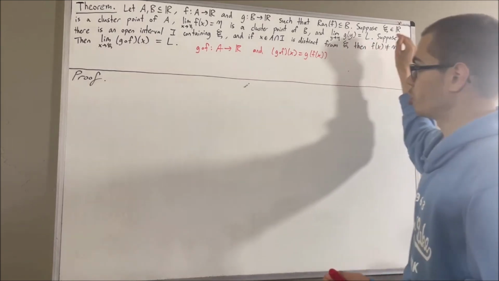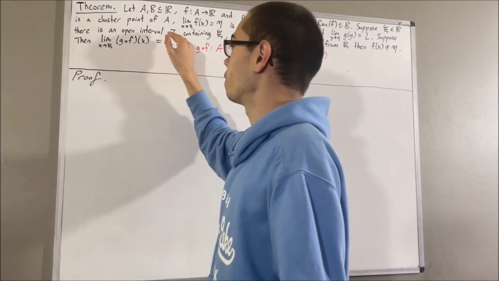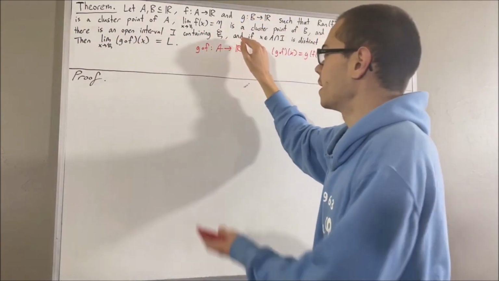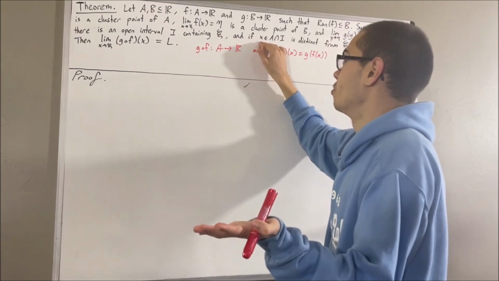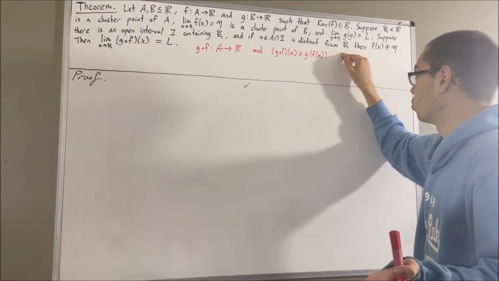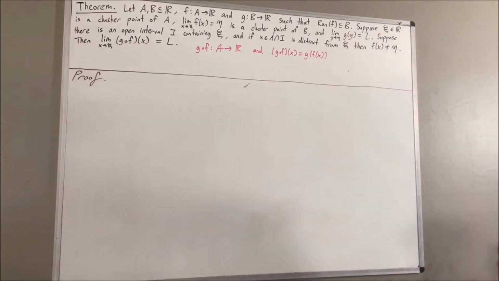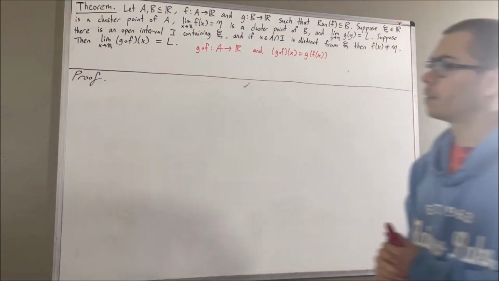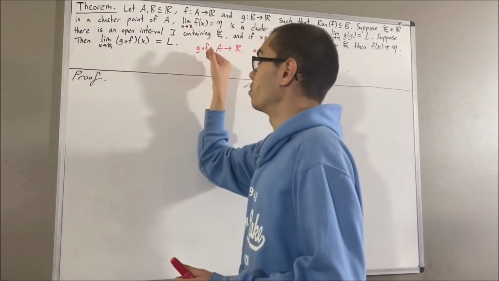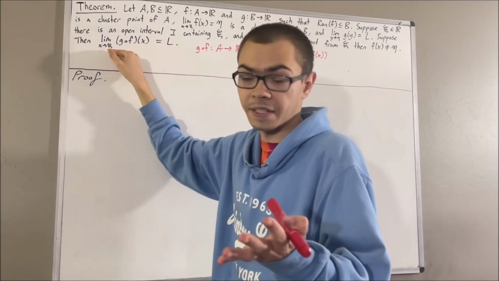Further, we're going to assume that there is an open interval I containing psi, and given any element x in both A and I distinct from psi, we have that f of x is not equal to eta. Then, the limit of the function g compose f at psi exists, and it's equal to L.